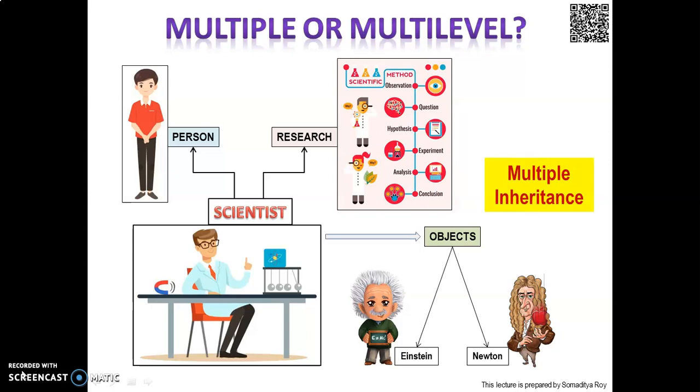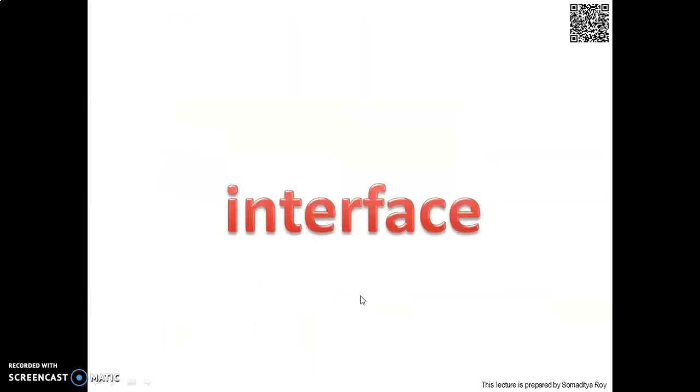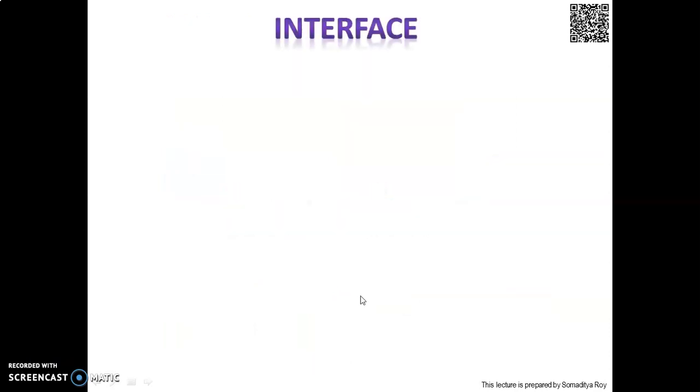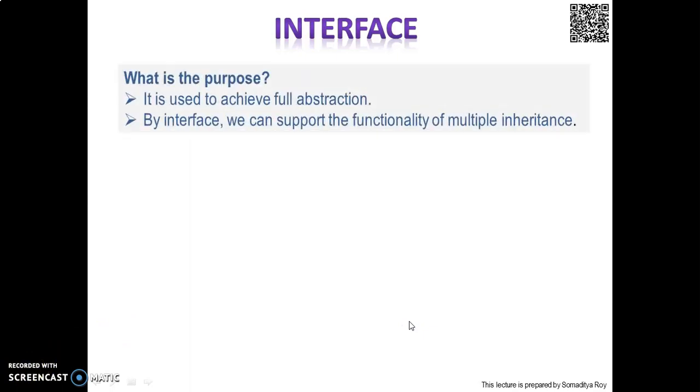Now, in Java, we know a class can inherit one class at a time. That is multi-level inheritance. So, how to achieve multiple inheritance? Well, the answer is interface. Let's take a look at interface. The basic purpose of the interface is achieving full abstraction. That means within an interface there is nothing concrete, and it supports multiple inheritance.